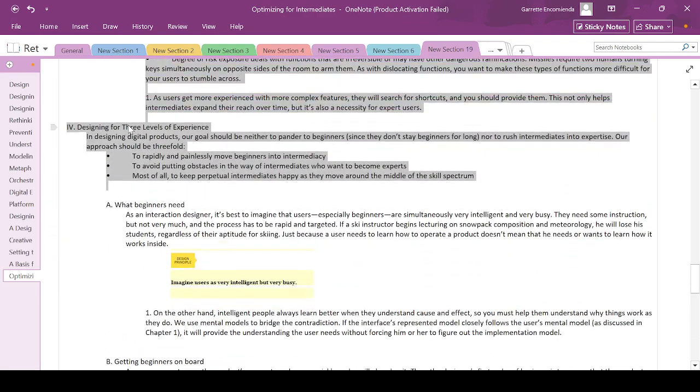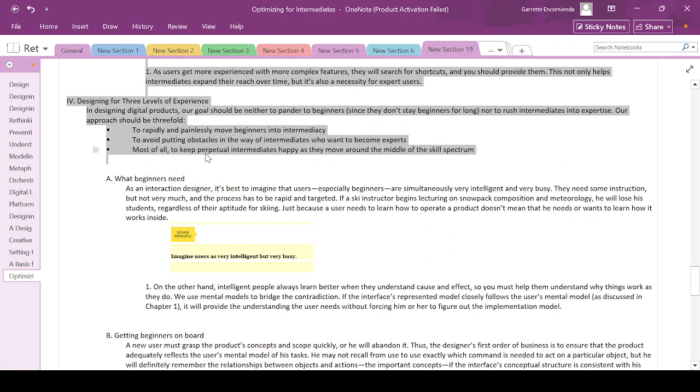Now, designing for three levels of experience. In designing digital products, our goal should be neither to pander to beginners, since they don't stay beginners for long but quickly move to intermediates, nor to rush intermediates into expertise.